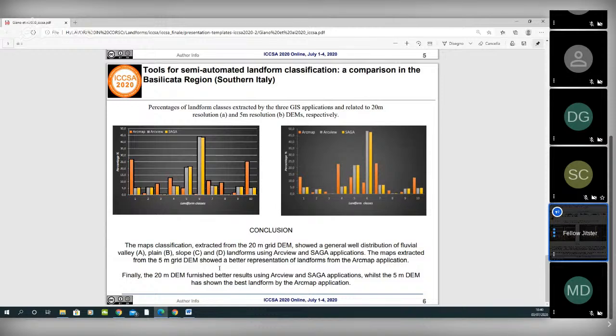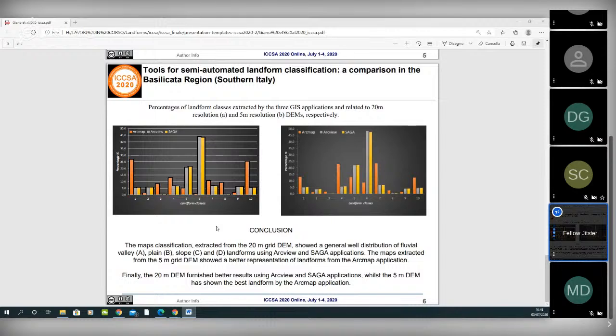We have used a percentage of class extracted by the 3GIS application, and in the last slide we show that only the ArcMap percentage is different with regard to the other two applications.